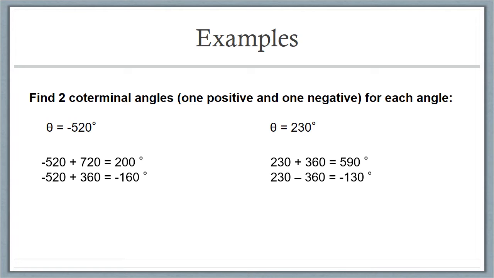Notice they did negative 520 plus 720. In other words, what they did is they added 360 twice. That's where that came from. And they didn't subtract because you can actually add and still get a negative with that. You may have gotten different answers, but did it right. So like I said, there's an infinite number of possible answers here.